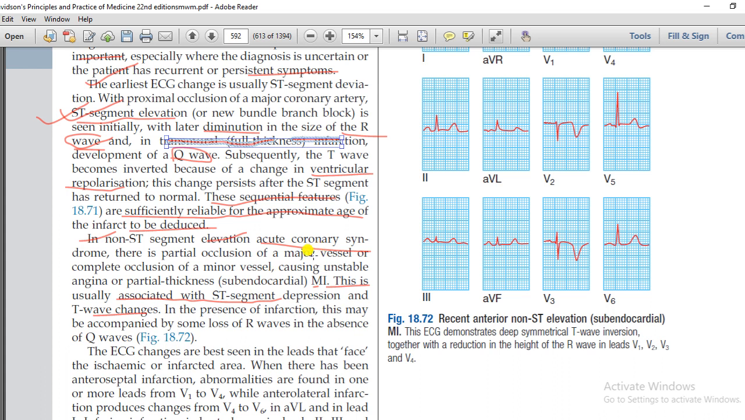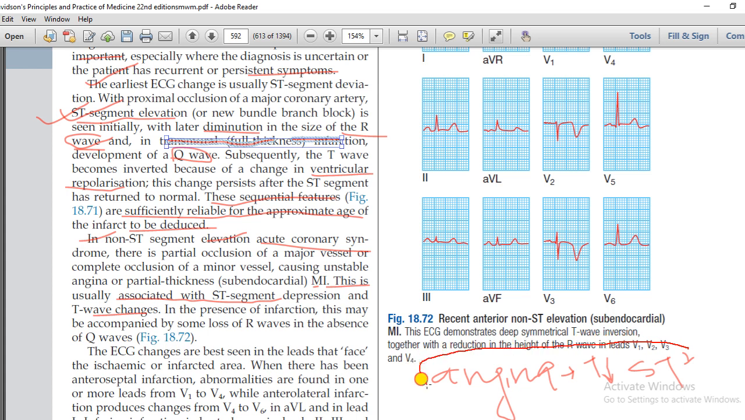In what case might there be ST segment depression? In case of partial occlusion of a major vessel or complete occlusion of a smaller vessel. T wave changes occur in that particular case as well. So for angina to happen, there is T wave and ST segment depression.